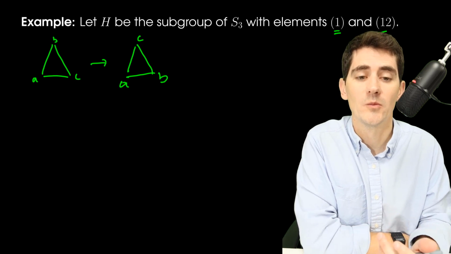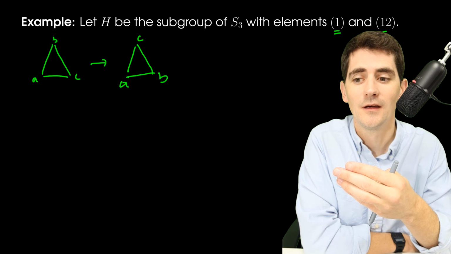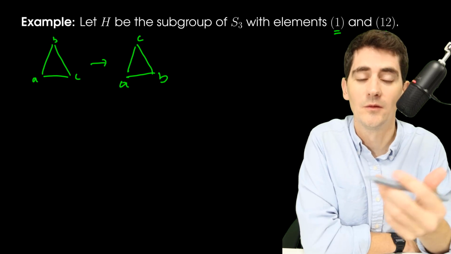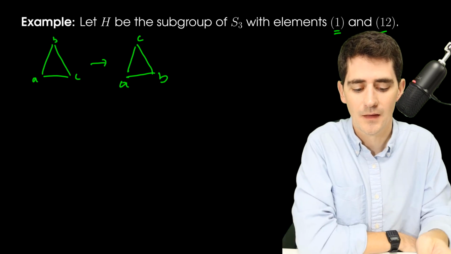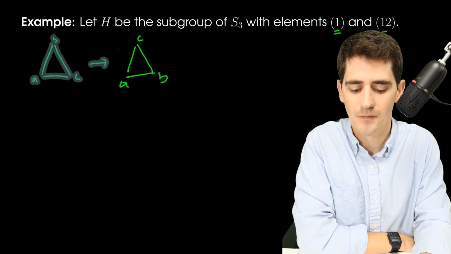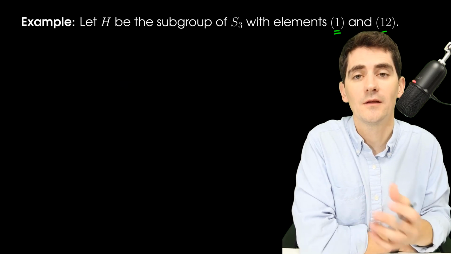These two things form a group, because if I flip vertices 1 and 2 and then flip them back again, I end up back with the identity. The identity element is the one here, where we just don't do anything to the vertices. They just stay the same. So this is a subgroup. Is it a normal subgroup? So it would be worth looking at left and right cosets.